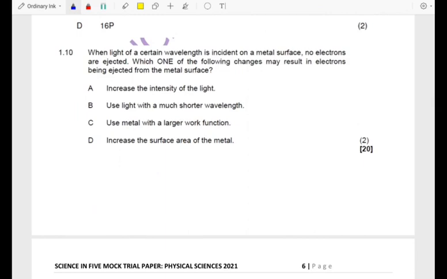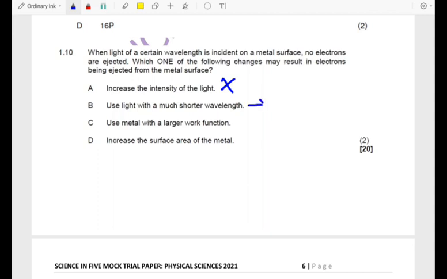1.10. When light of a certain wavelength is incident on a metal surface, no electrons are ejected. Which one of the following changes may result in electrons being ejected from the metal surface? Well, we know that the intensity of the radiation does not affect the energy of the radiation. Intensity affects the number of photons that are arriving. If you increase the intensity, you increase the number of photons, you don't increase their energy.